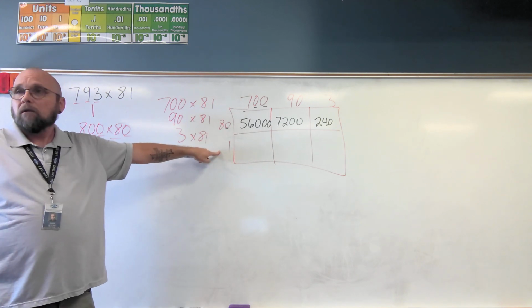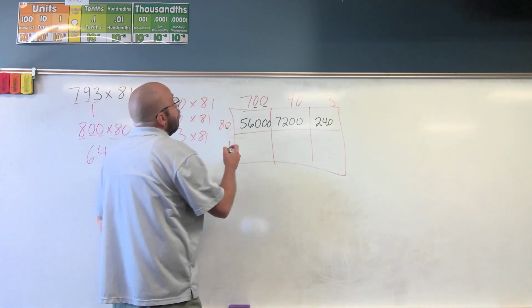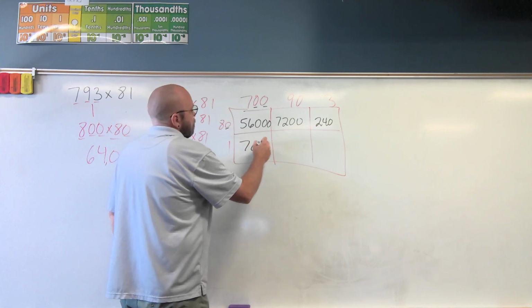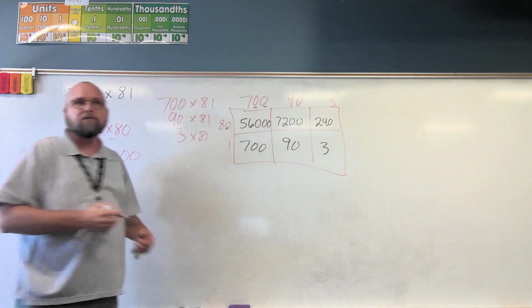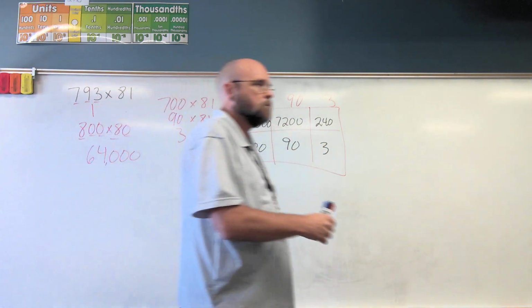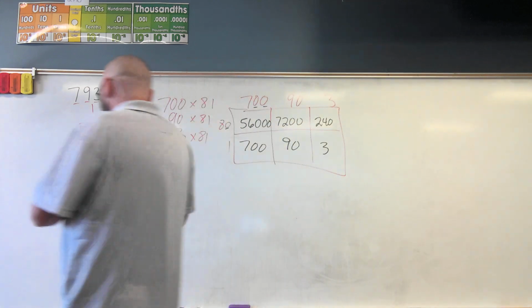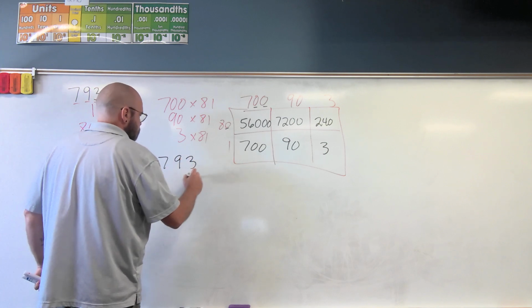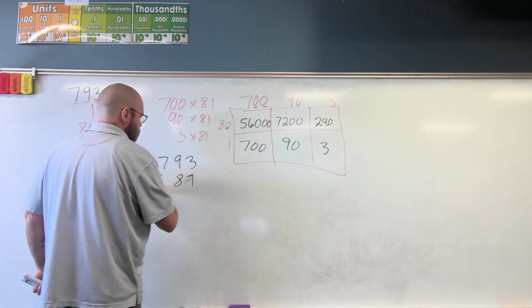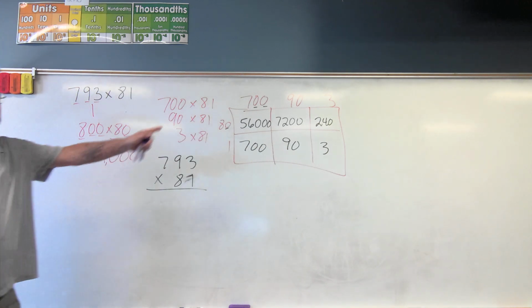Okay. Now, 1 times 700 is what? 1 times 90. 1 times 3. Then all I'd have to do is add these all together. One digit by one digit multiplication. Easy peasy, raw chicken squeezy. Let's look at the standard algorithm. Looking at the standard algorithm, just as easy as this.